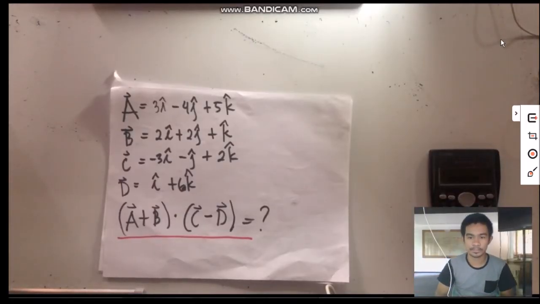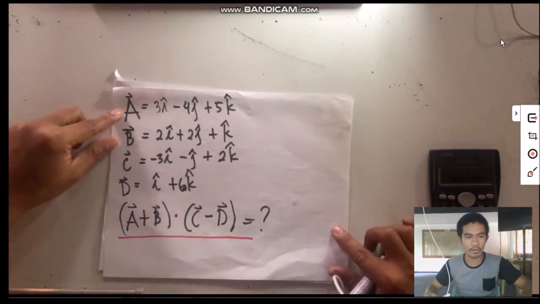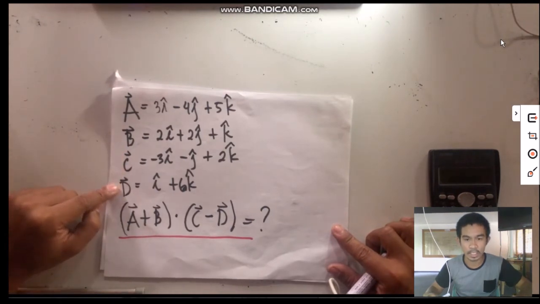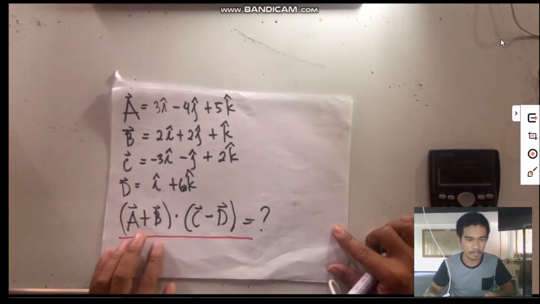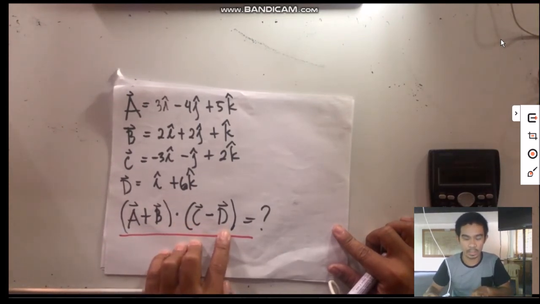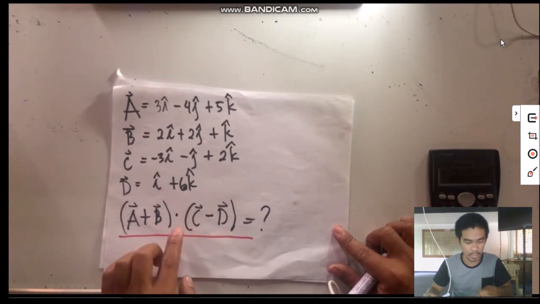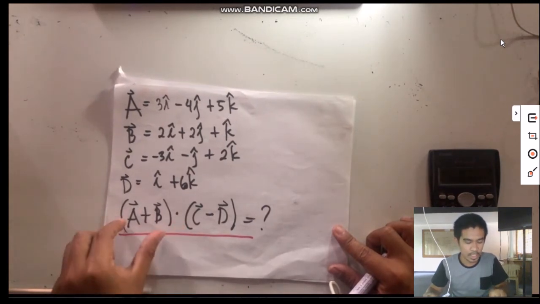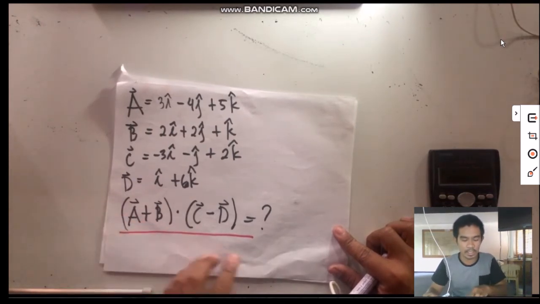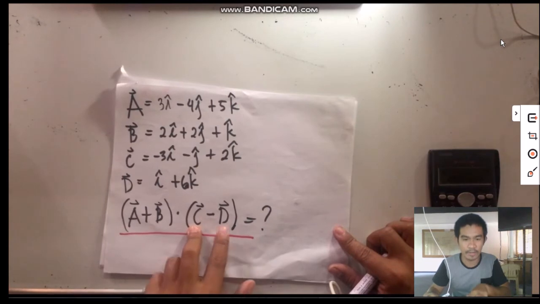Okay, another example. Scalar dot product of vectors. Alright, so there are 4 given vectors, vector A, vector B, vector C, and vector D. And we need to look for vector A plus vector B dot vector C minus vector D. What does this expression mean? It means the dot product of the sum of vector A and vector B and the difference of vector C and vector D.